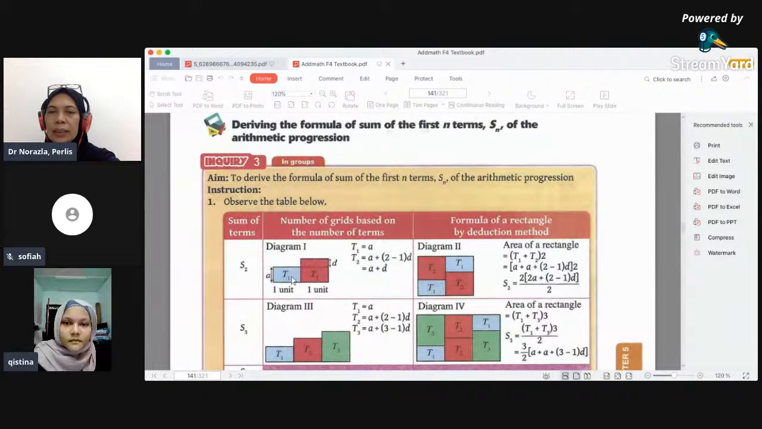So in this diagram, actually, we will look at the height of the diagram. Then if you look at the second diagram, you can see that the height of the diagram is increasing by D.